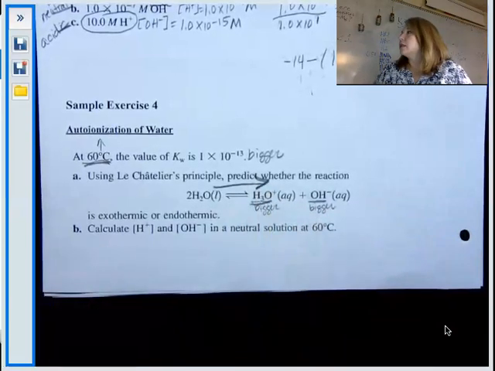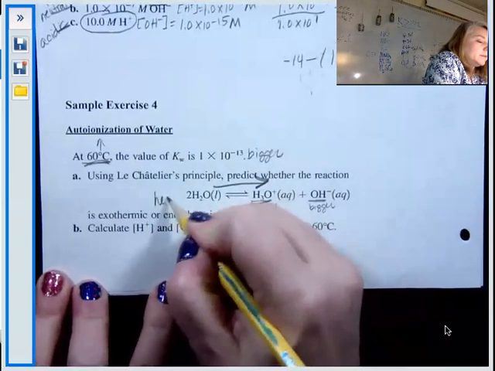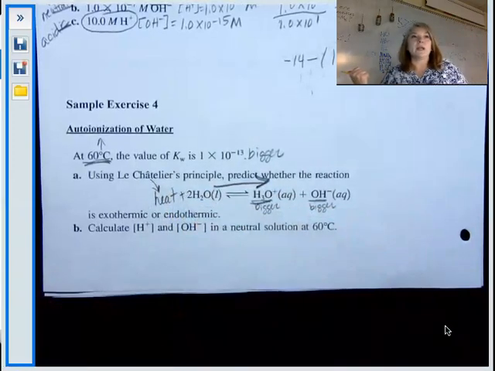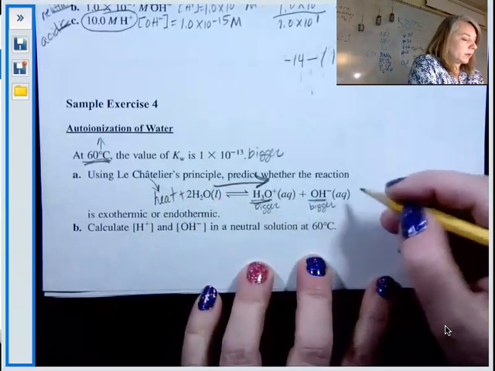So the question is, is this an endothermic or exothermic reaction? Endothermic, very good, because heat would have to be on this side, and when we increase heat, that would shift the reaction to the product side. Okay, so that's how you know that. It's all about shifting from left to right. So this is definitely an endothermic reaction, endo.